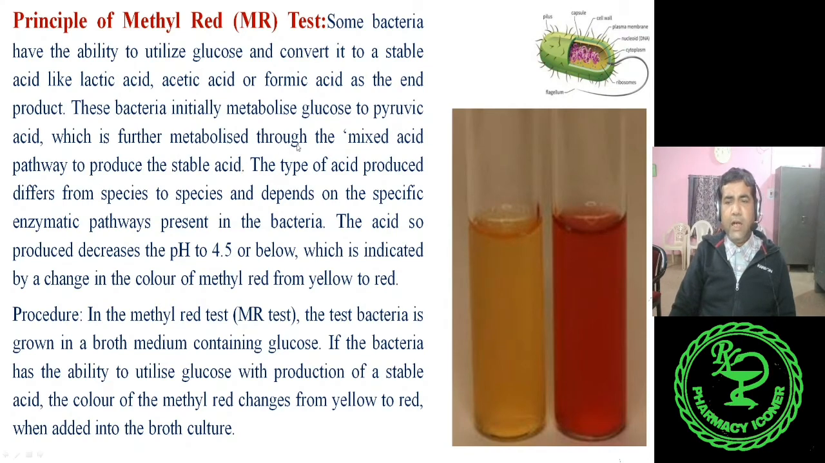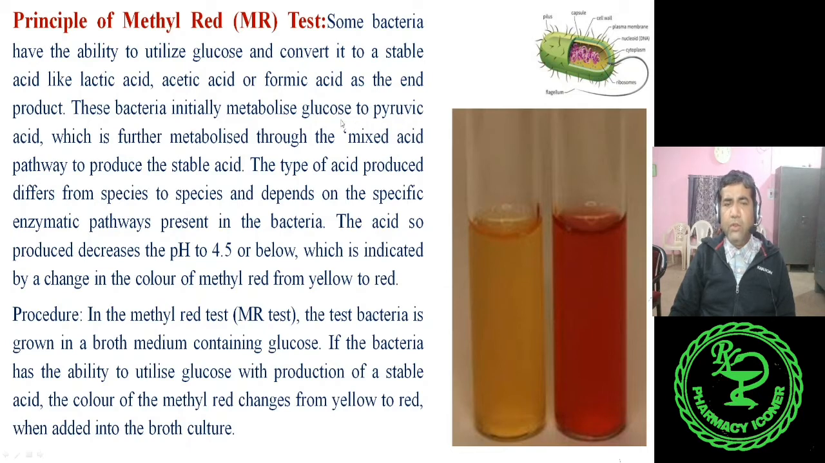So this is how the test is done. As I told you, some bacteria have the ability to utilize glucose and convert it to a stable acid like lactic acid, acetic acid, formic acid. Numerous acid bacteria can produce these. These bacteria initially metabolize glucose.